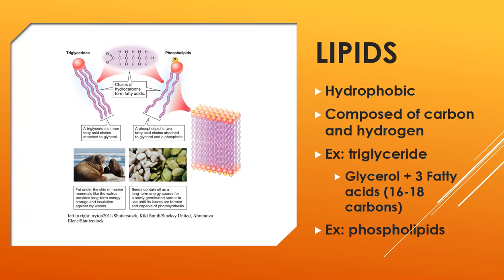Our next type of polymer is that of lipids. So we mentioned that carbohydrates are comprised of carbon, hydrogen, and oxygen. Lipids are a little bit different. They're mainly comprised of carbon and hydrogen. So no oxygen is present, or typically not present.